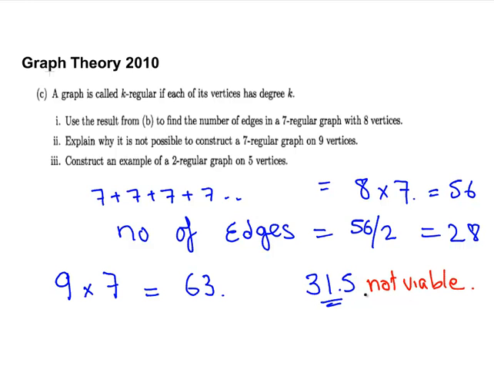You can't have 31.5 edges in a graph. It must be a whole number. It must be a natural number. So that is why it is not viable.